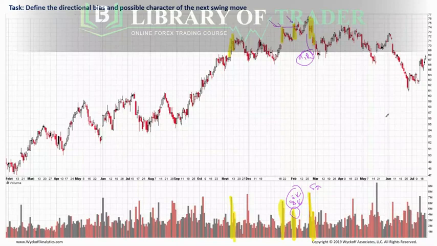Okay, what is the next time when they sold? Mid-April, I see some selling there. Okay, yes, definitely around this area right here. So somewhere here. Next one.